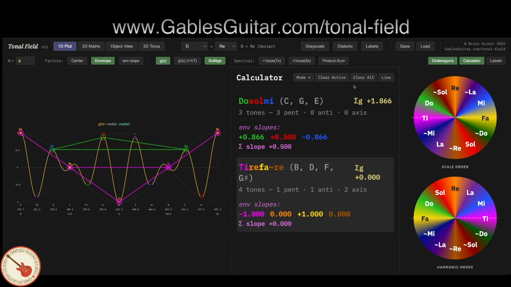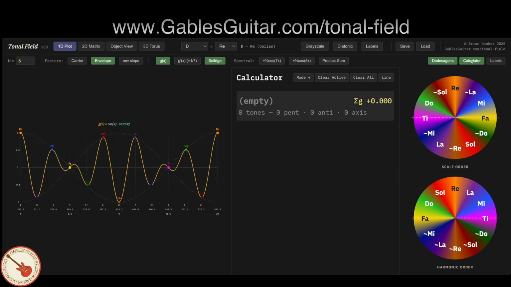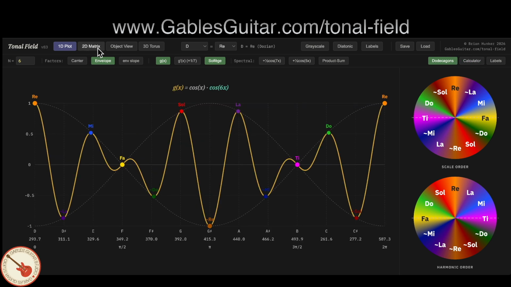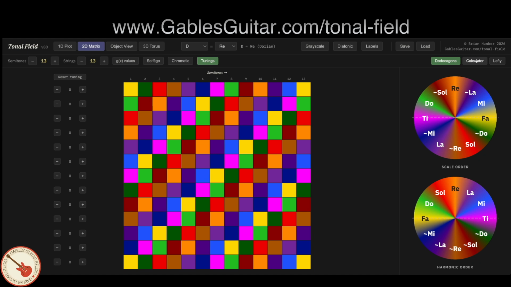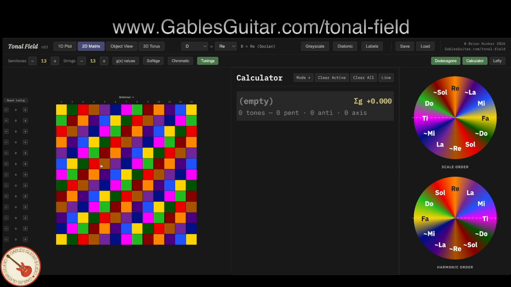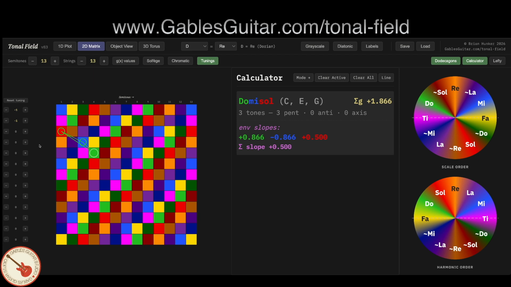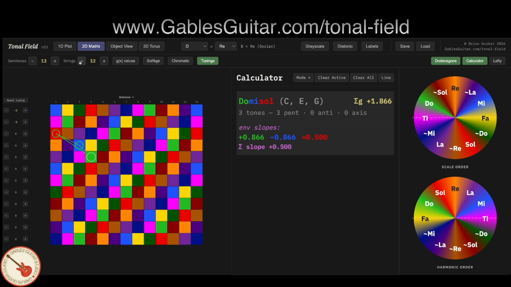So let me just clear all this stuff out. I'll close the calculator. We'll talk much more about the calculator when we go to the 2D matrix view. That's really where it comes into play. It's surfaceable here too, so that we can create our chords here. This is actually laid out in perfect stacks of perfect fourths, so it behaves just like a guitar fretboard.